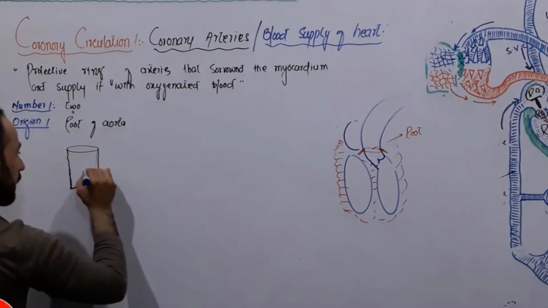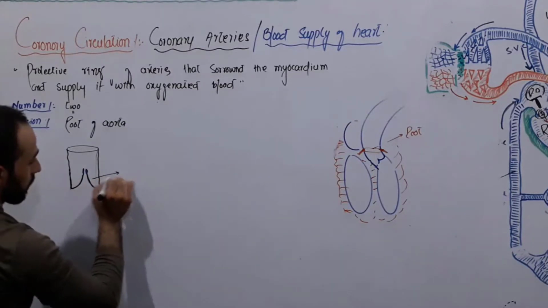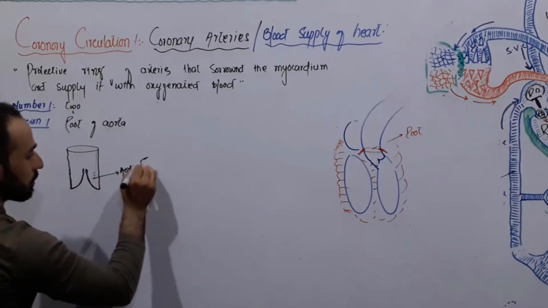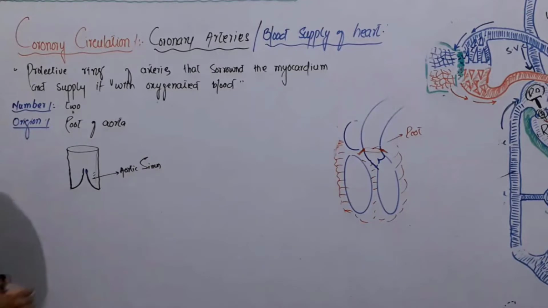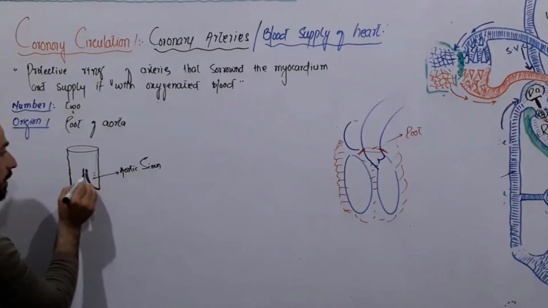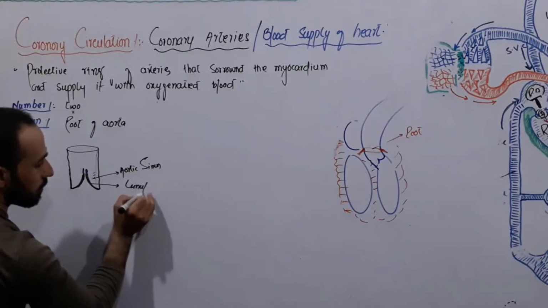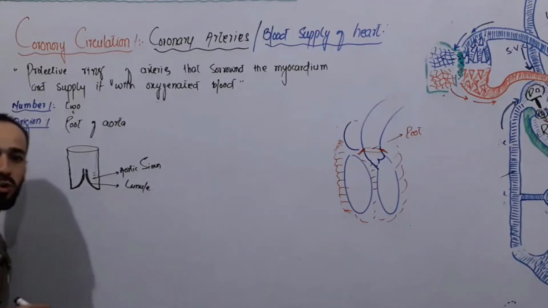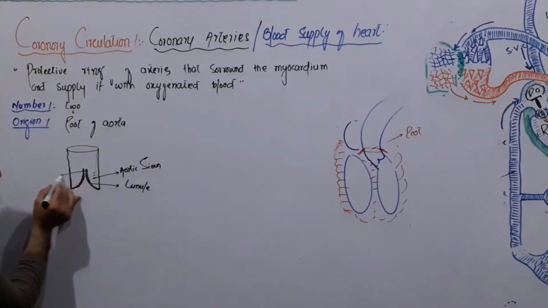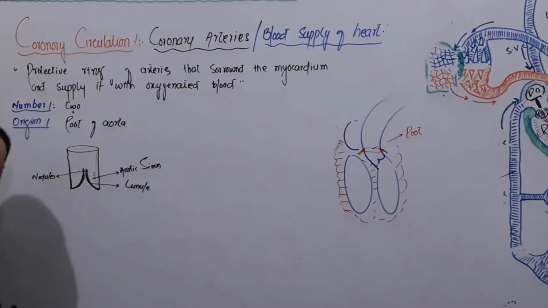Okay, so let's label them. This empty part is the aortic sinus, right? And this flap of this valve is called the lunule. Lunule means small moon. Luna means moon, right? And these are the nodules or nodes, right?